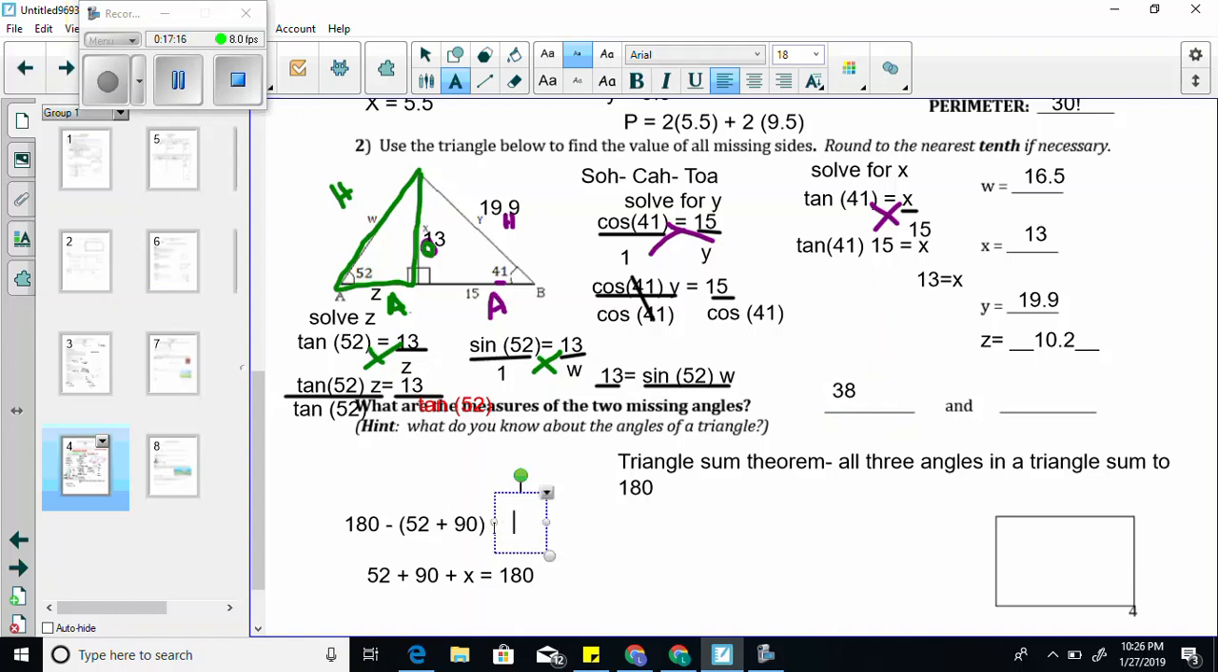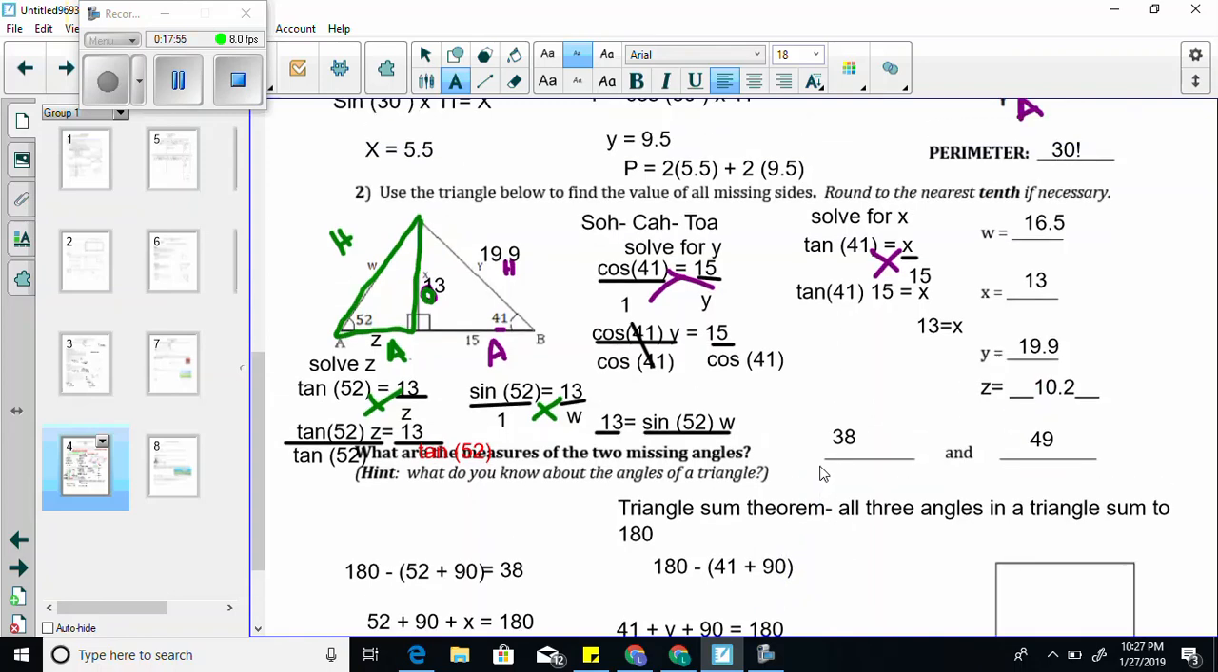Either way, for this missing angle here, you're going to get 38 degrees, because 180 minus 52 plus 90 equals 38. Okay? And for the other angle up here, you're going to do the same thing, but now it's with 41. So you're going to do 180 minus 41 plus 90, because all three of these, 41 plus y plus 90, all equal 180. Okay, so if we solve for y, if we set it up like this, either way you're going to get that the other angle was 49 degrees.